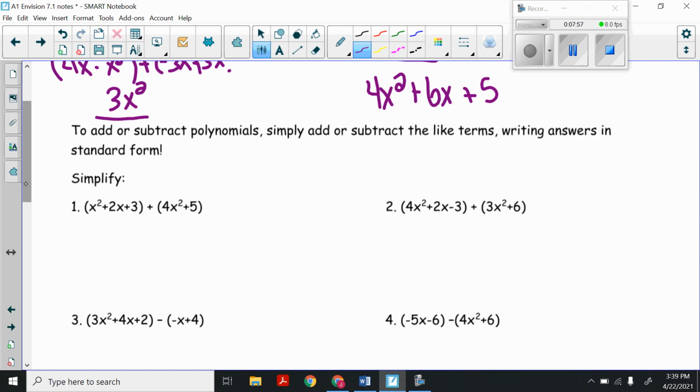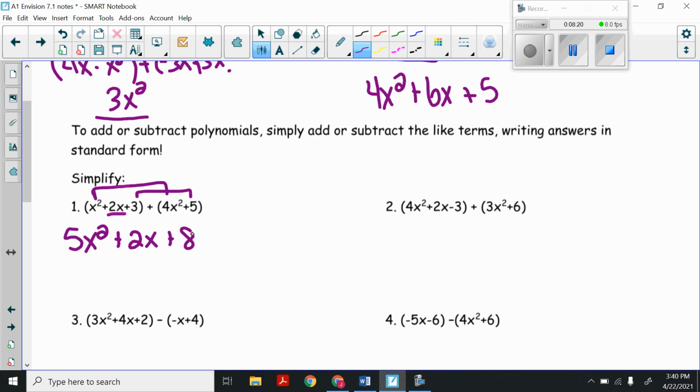So now to add or subtract polynomials, you simply add or subtract the like terms, combining answers in standard form. So just like what we were doing up there, only now it shows this polynomial plus this one. Again, x squared plus 4x squared gives me 5x squared. This is the only just plain x, so it stays just plus 2x. And then I have 3 plus 5, so plus 8.